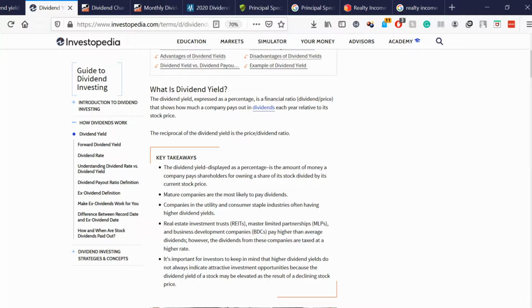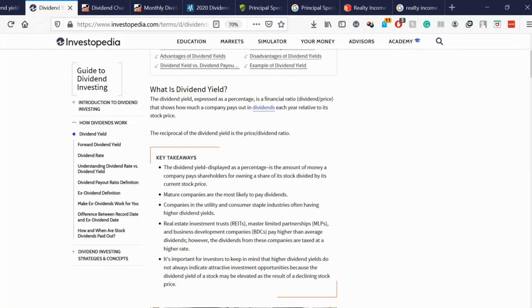Real estate investment trusts, REITs, master limited partnerships, MLPs, and business development companies pay higher than average dividends. However, the dividends from these companies are taxed at a higher rate. So that's very, very important. A lot of people you hear investing in REITs or MLPs, but they do pay a higher tax rate according to Investopedia.